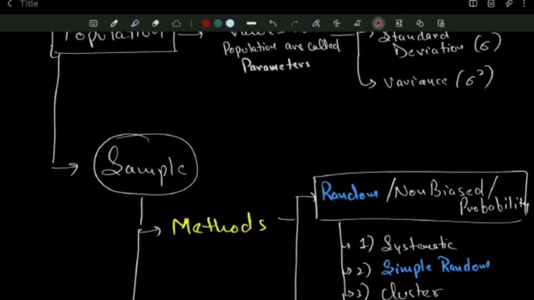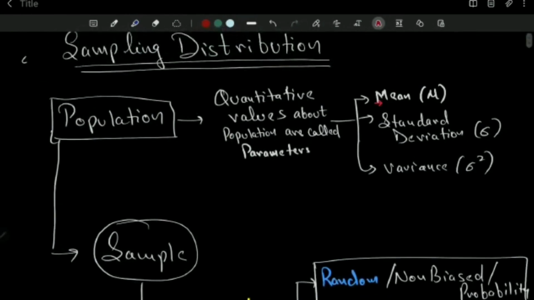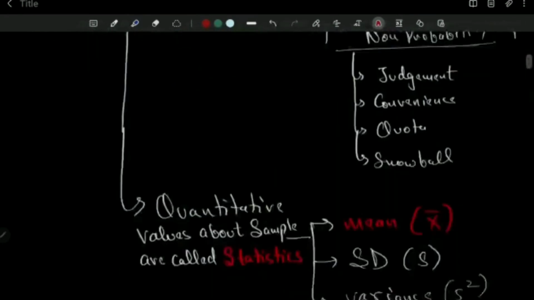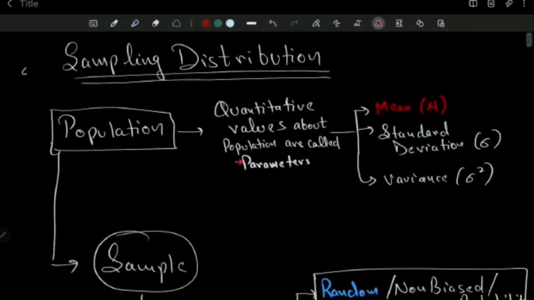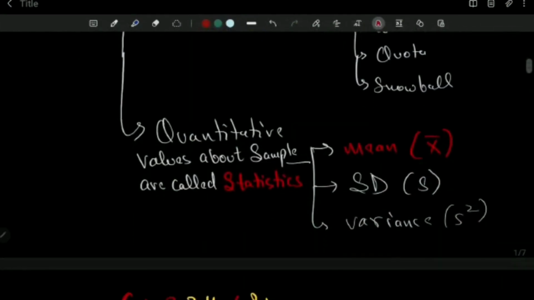The only statistical operator that we'll talk about in this video is mean. We'll calculate the mean of that sample, and we'll consider this mean as the mean of the population. So in simple words, we are drawing conclusions about the population on the basis of the sample. But the problem is that the mean of the population differs from the mean of the sample. The mean of the population is actually called a parameter, and the mean of the sample is called a statistic.